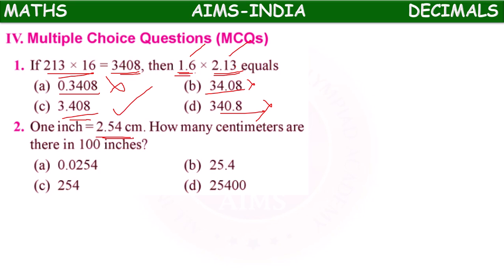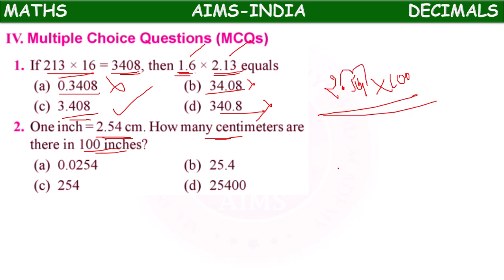So 1 inch, 2.54 centimeter. How many centimeters is 100 inches? Means 2.54 into 100. Because 2 zeros are there, point will move 2 places. Means 254. After that point we have to keep, but there is no number after that, so no need to keep. 254 is the answer. C option.